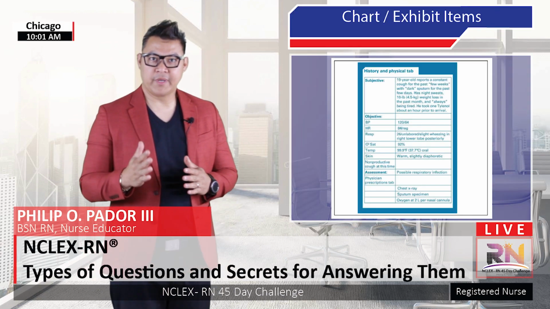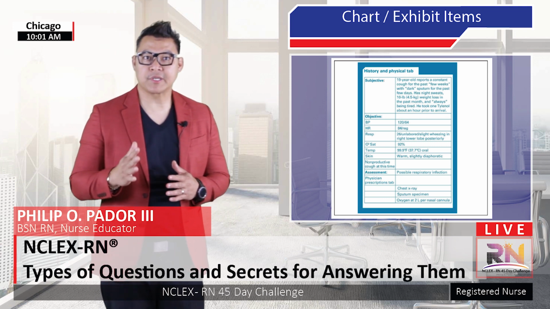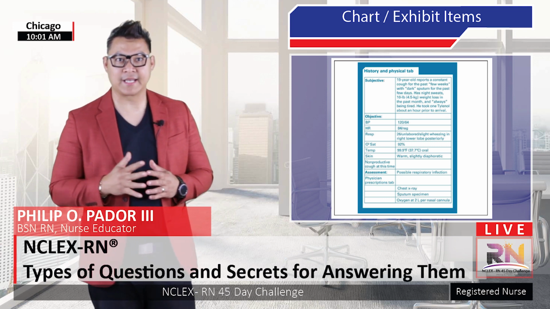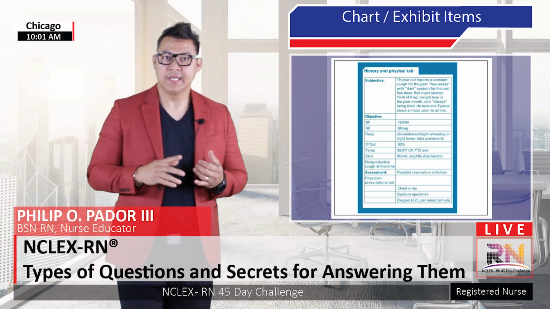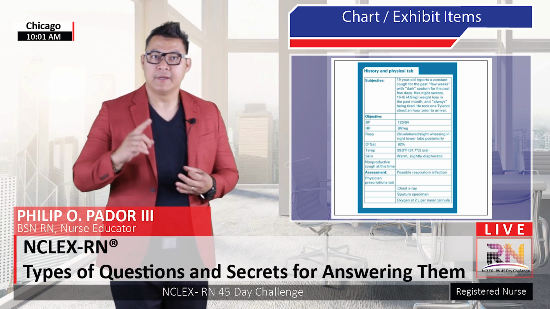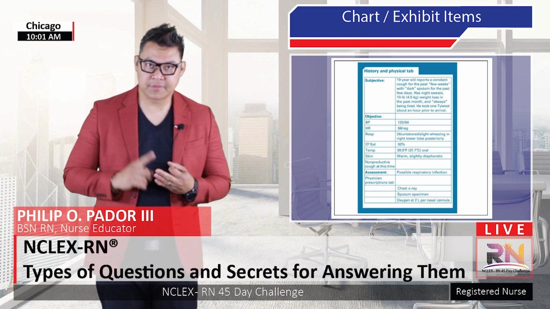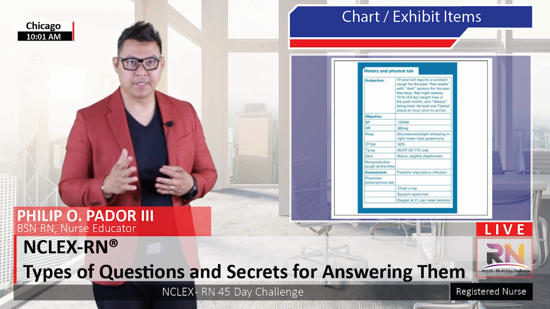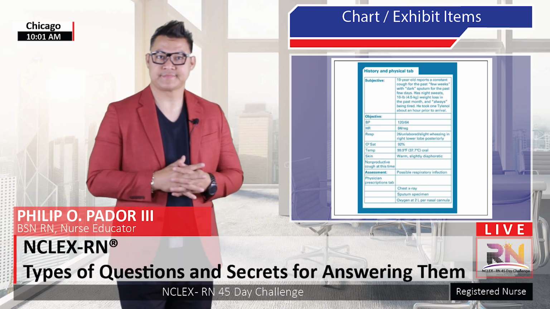The nurse is reviewing the history and physical and healthcare provider prescriptions on the chart of a newly admitted client. The nurse should first: 1. Initiate airborne precautions. 2. Apply oxygen at 2 liters per nasal cannula. 3. Collect a sputum sample. And 4. Reassess vital signs.